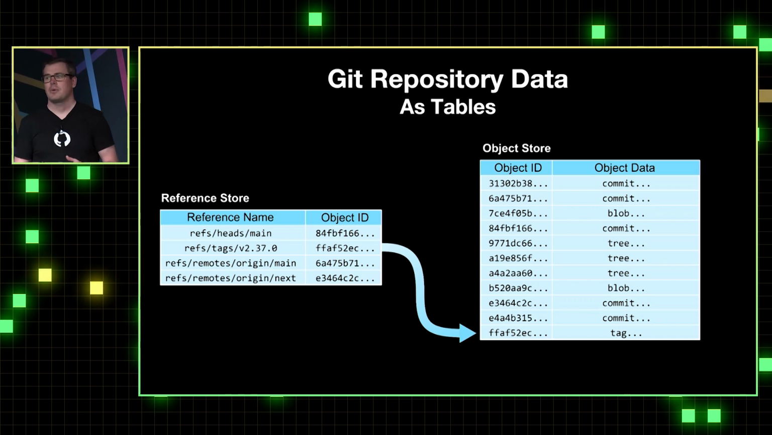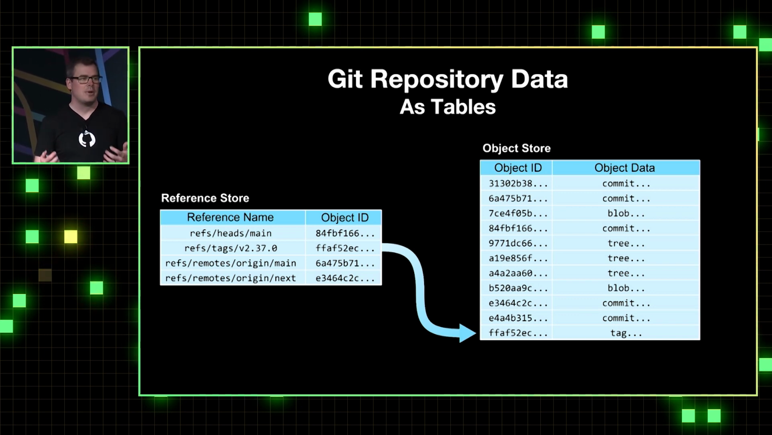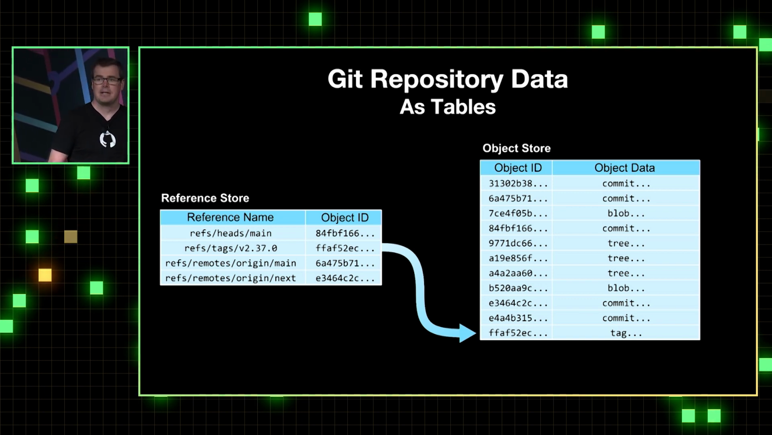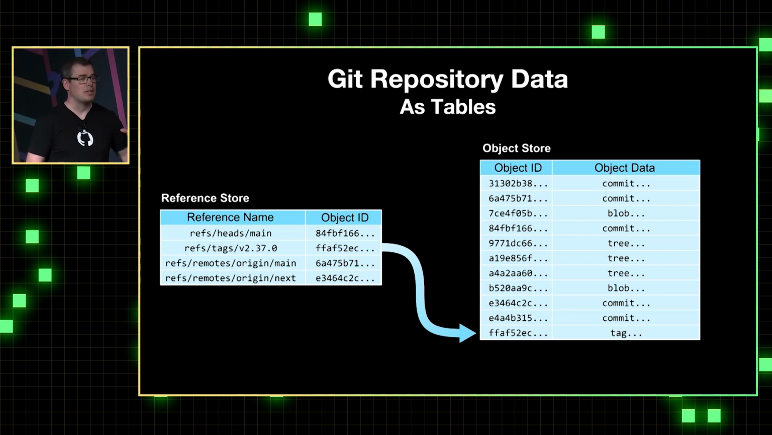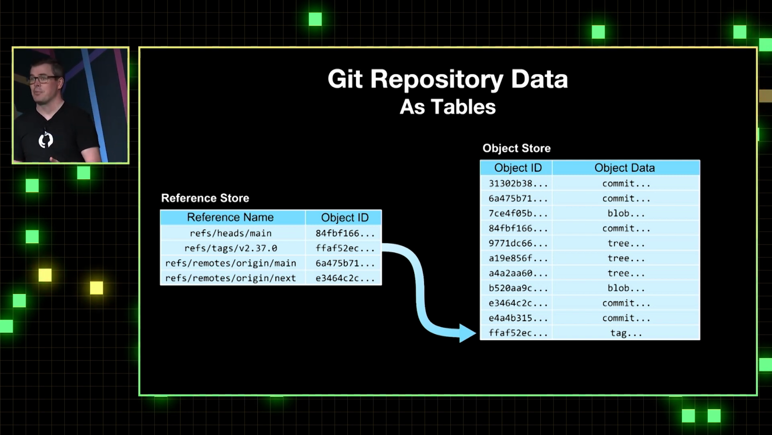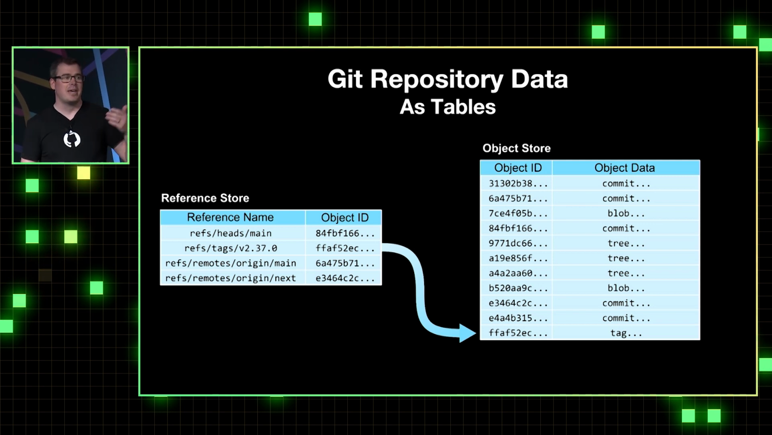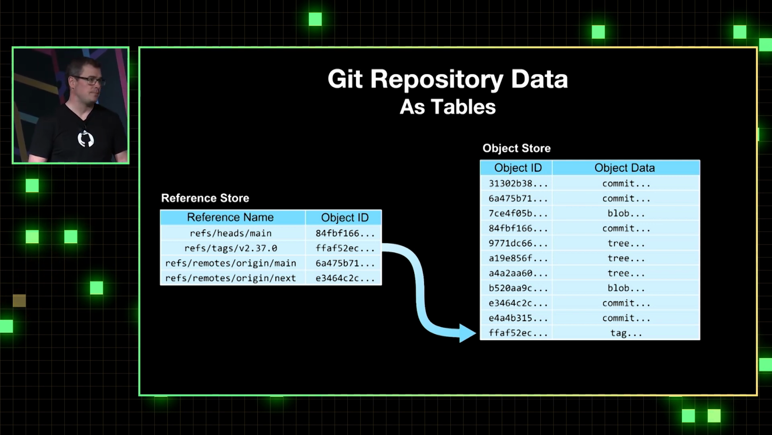We can think about the data that Git stores primarily as 2 tables. The object store has 2 columns, an object ID and object data. The object ID is a hash of the data contents. This makes it a content addressable storage system. Now, it's not very helpful to know the content of what you're looking for before you find it, so that's why we also have a reference store.